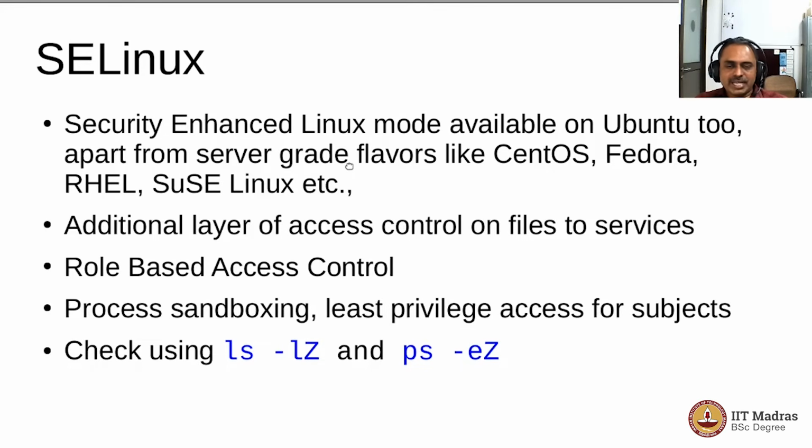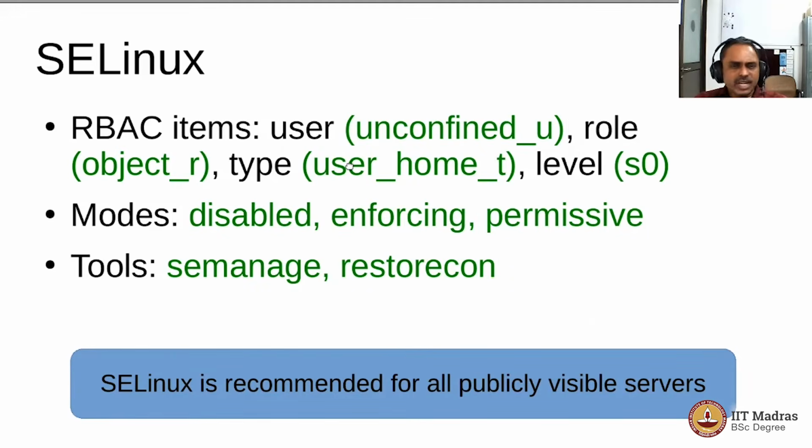Instead of ls -l, you can add one more option, capital Z, and see if there is something more that appears on the screen. If there is, then that means that perhaps SE Linux was enabled. Same thing for the processes. If you add the capital Z option to the ps command, then you can also see whether such a mode has been enabled. There are 4 types of items that come under the purview of RBAC, the role-based access control system.